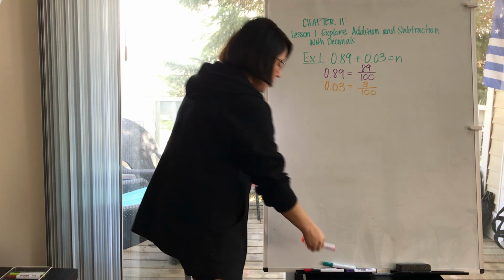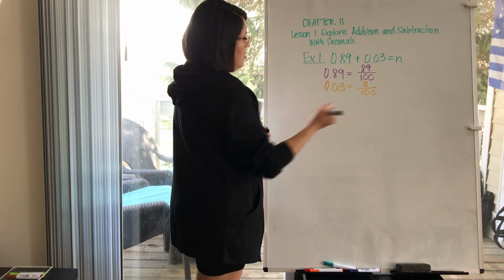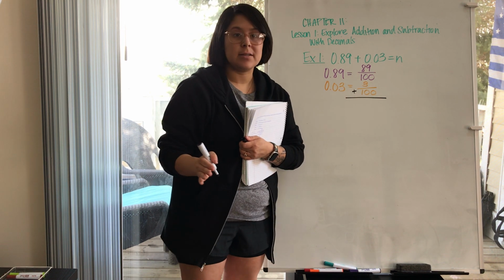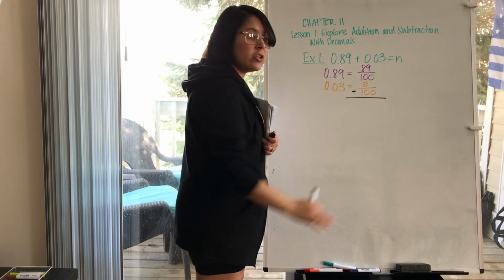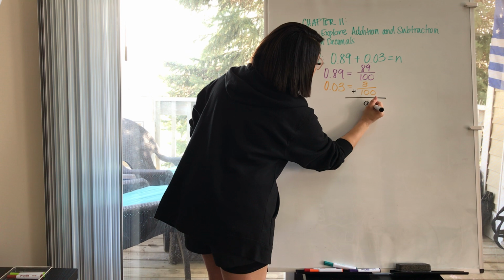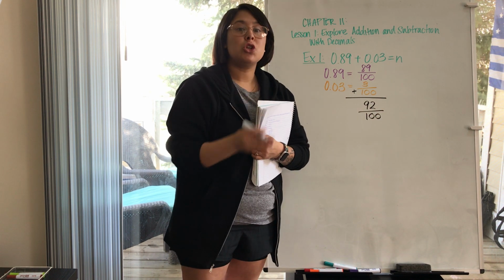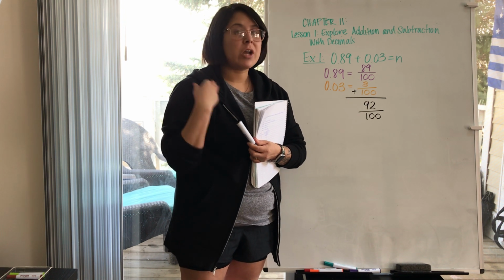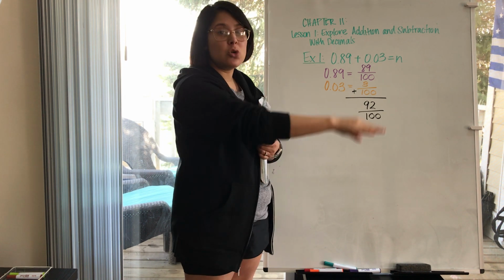Okay, now the question's asking us to add them together. Let's add them together. They have the same denominator, so we don't need to find an LCD, least common denominator. We already have the same thing, 100, 100. So we can just add them together. 89 plus 3, 92 over 100. All right, do I need to simplify? No, we're not working on simplifying right now. We're trying to turn this back into a decimal.